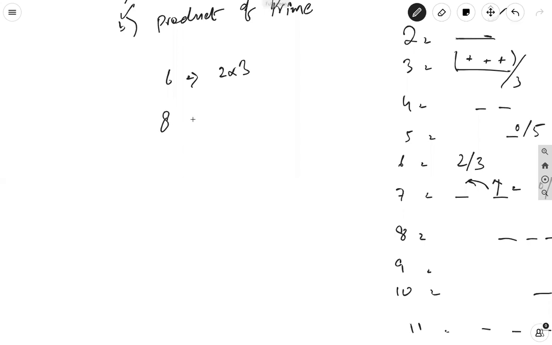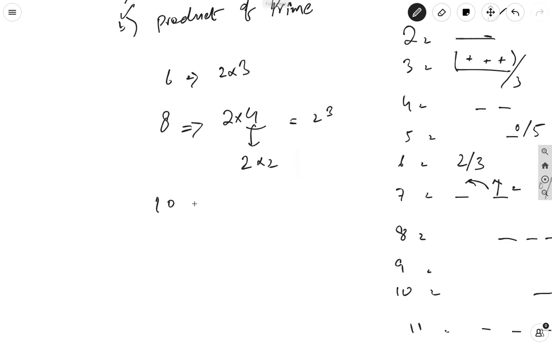So let's suppose we have 8. Always start from the least prime number. We have 2. So this is 2 into 4, right? And now 4 is also not a prime number, so again divide by 2. This is 2 into 2, right? So we have 2 cubed.